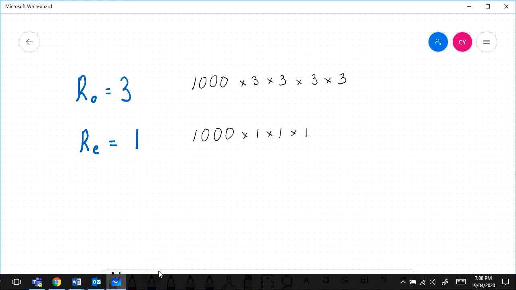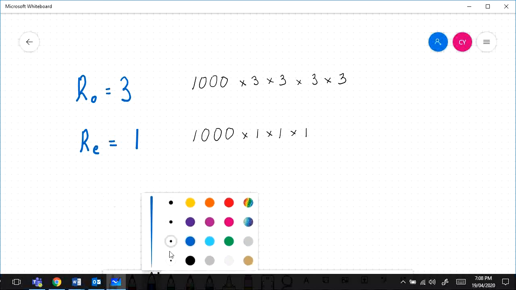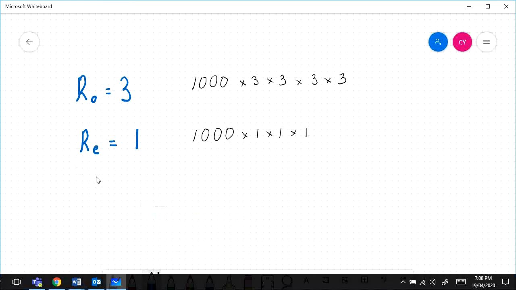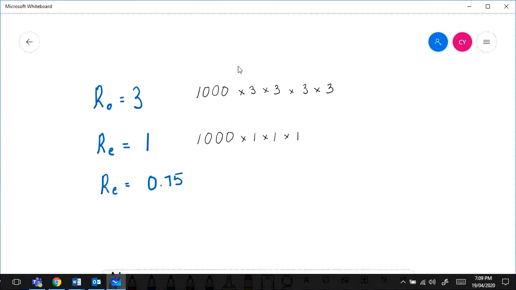Let's go another step further and take our Re number, our effective rate of reproduction, that's what the R means, reproduction, and let's change our Re to be a number that's less than 1. So let's take 0.75. Now if you've got a calculator handy, grab it and follow along here. So you've got 1,000 to begin with, and then we multiply by 0.75. Now that's going to give you an answer of 750 because that's 3/4 of 1,000.